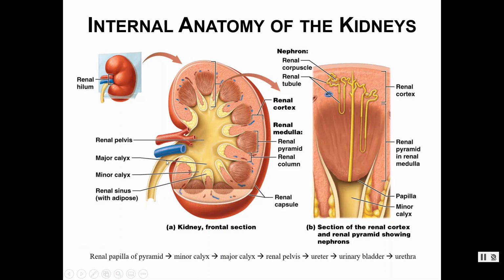You can see the pathway for urine: from the renal papilla of the pyramids, minor calyx, major calyx, renal pelvis, ureter. It would then travel to the bladder, and through the urethra, we would finally be able to vacate urine out of the body.